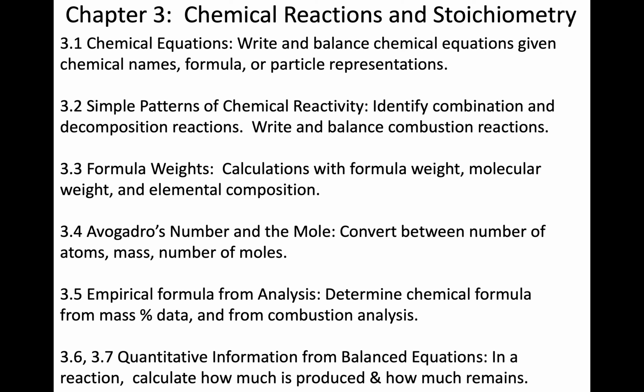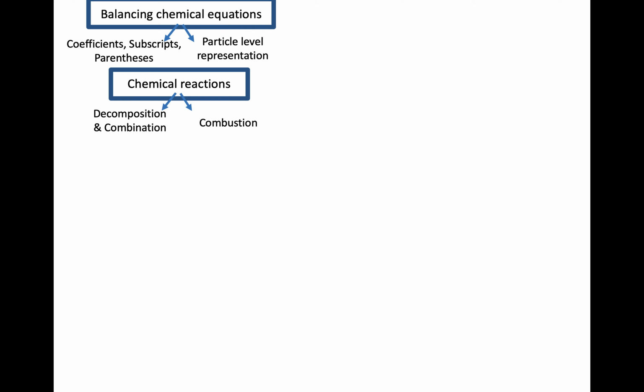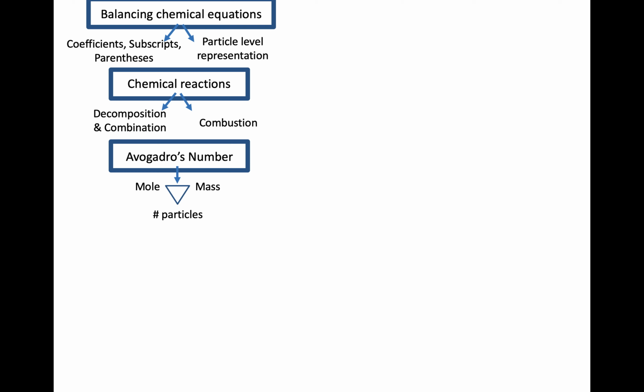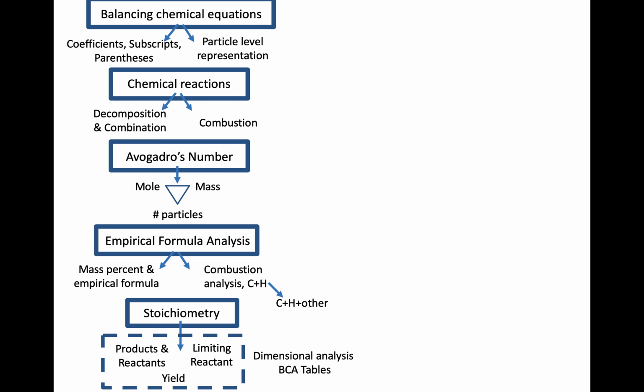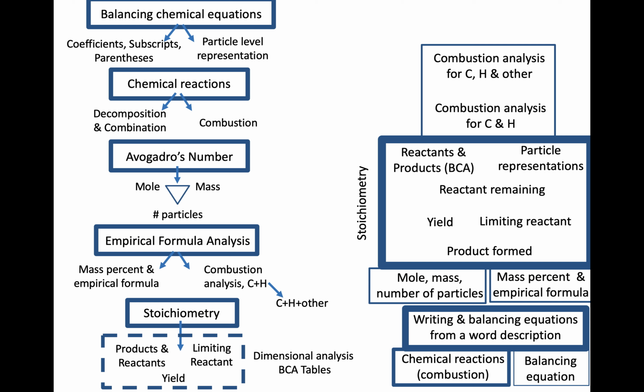In this video, we begin exploring ideas from Chapter 3. Chapter 3 begins by looking at how we balance chemical equations, a few different types of chemical reactions, introduces the concept of Avogadro's number, calculations involving empirical formulas, and then a lot of different calculations involving stoichiometry. If we stack up the ideas within this chapter, many of these ideas involve bringing together chemistry ideas and mathematical calculations. Balancing chemical equations is the focus of this particular video.